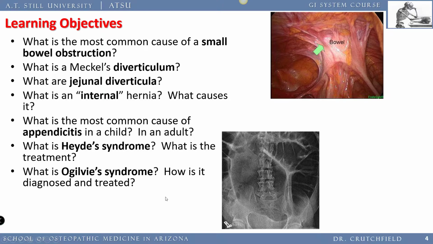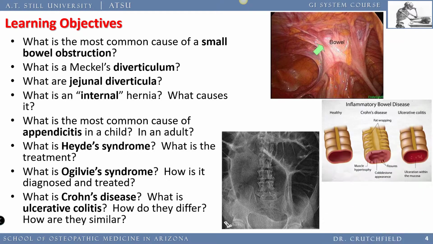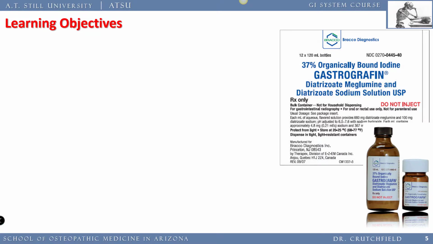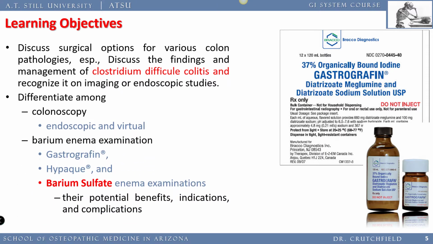We'll talk about that. What is Crohn's disease? What's ulcerative colitis? How do they differ and how are they similar? I know you've gotten this information in your pathology lectures, but we'll touch on it again. Also, you need to figure out what is Clostridium difficile colitis. How do we recognize it on endoscopic imaging? How do we recognize it on CT imaging? What's its cause and how do we treat it?